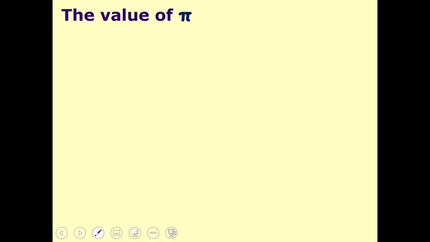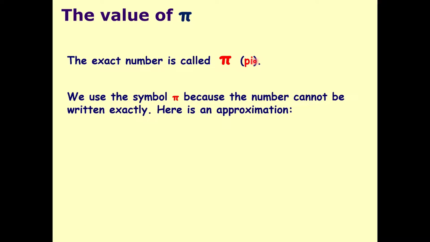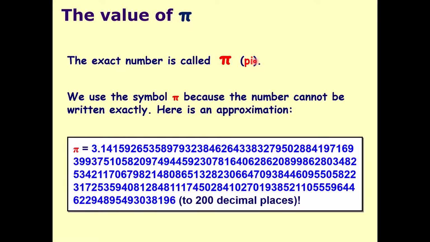So that is pi. So for the value of pi, the exact number, we just use that Greek symbol, spelled pi. And we use the symbol because the number is an approximation. So this is what pi actually is, and that's been rounded to 200 decimal places. So when we're calculating it, we're never going to write this big, huge, long number. We're going to round it to 3.14.